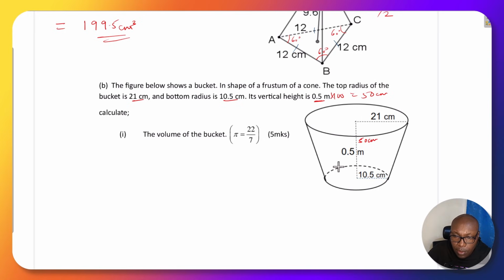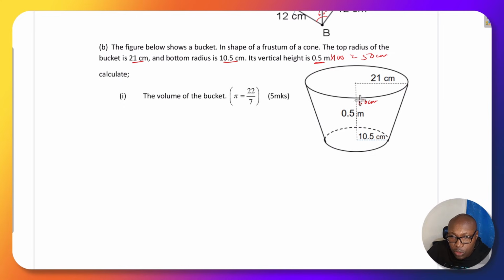So the bucket is in the shape of a frustum of a cone. How do you get the volume of this bucket? As you see, there's no particular formula that we can use to get directly the volume of this bucket in the shape of a frustum. So we have to complete and use the cone, because this bucket was obtained from the cone. The cone was like this. So this is where the bucket was obtained. Originally it was like that, and then it was cut off. When this part was cut off, that is why you remained with this.